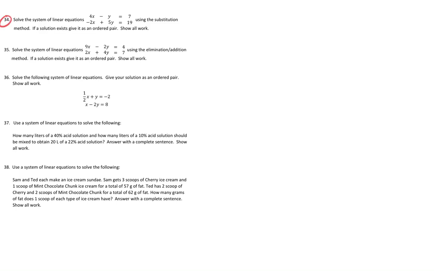Problem 34: solve the system of linear equations using the substitution method. If a solution exists, give it as an ordered pair, show all work. So we have 4x minus y equals 7, and negative 2x plus 5y is equal to 19. Substitution method means solve for one variable and then plug it into the other equation. In this case, I will be solving for y and plugging it into there.